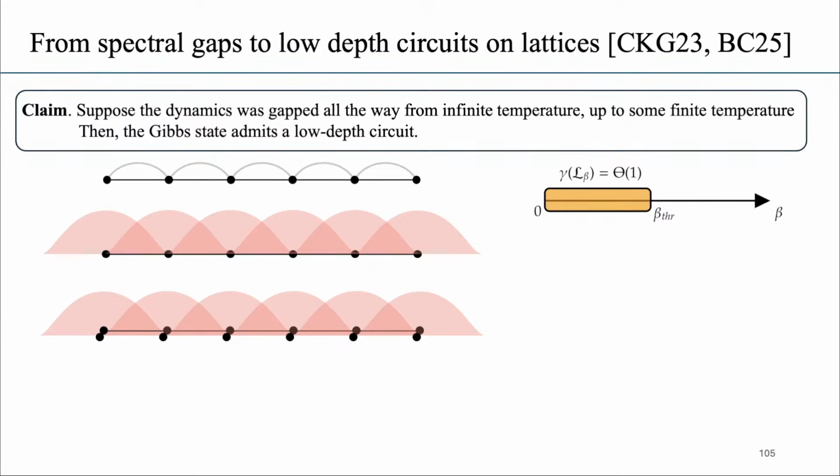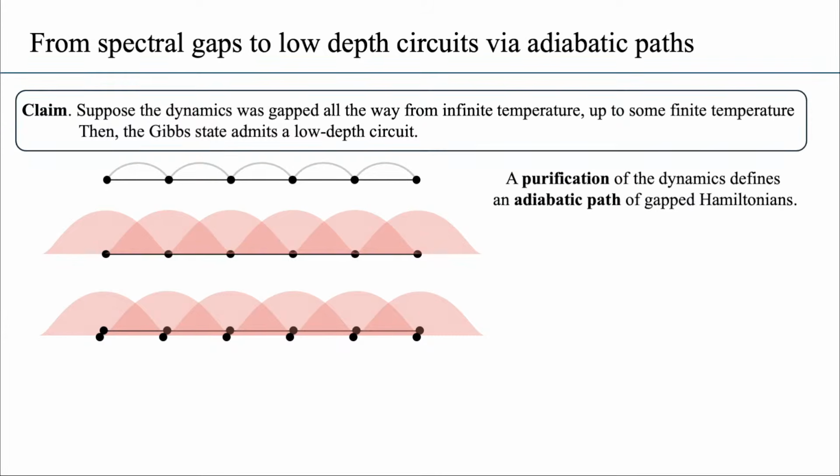What's cute about this picture is that if the dynamics is gapped from infinite temperature to the fixed finite beta, then these Hamiltonians, the purification of the dynamics, define an adiabatic path of gapped Hamiltonians. So everywhere along this curve of Hamiltonians parameterized by temperature, they're gapped. This enables us to use some fancy machinery from the study of gapped ground states.